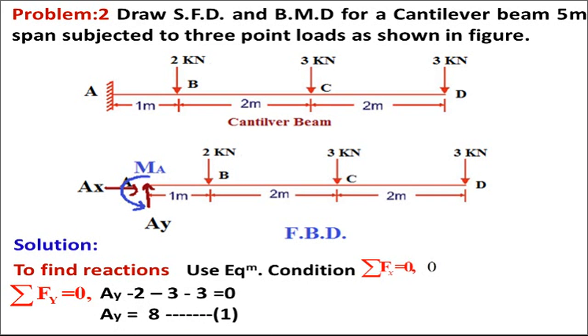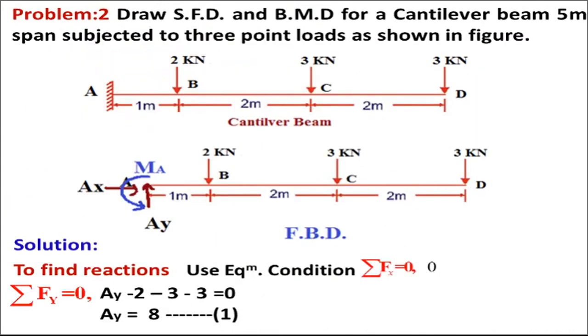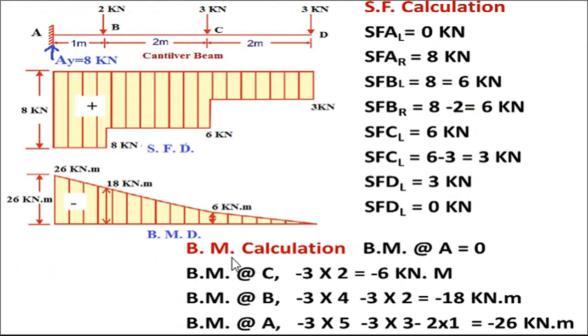Now take moment equal to 0, the third condition, as I have shown here. So first, after getting the support reaction, that is AY is 8, now you can draw the SFD. Now at point A, you can show the horizontal line. So here also you can show that line.